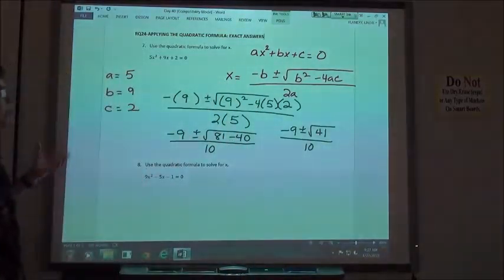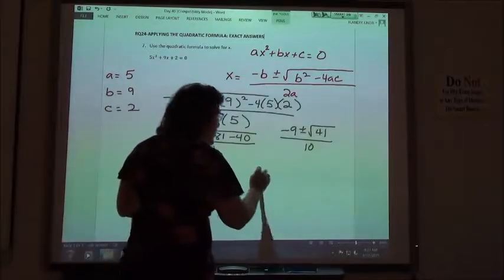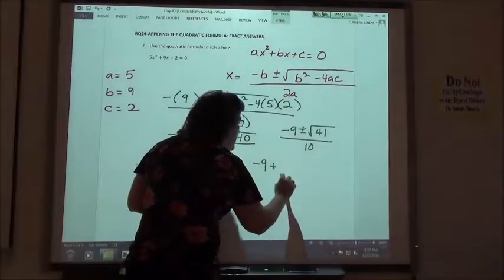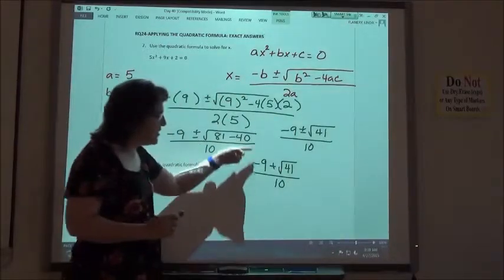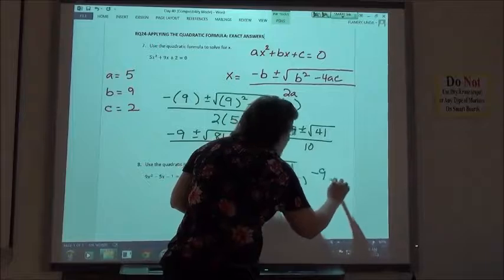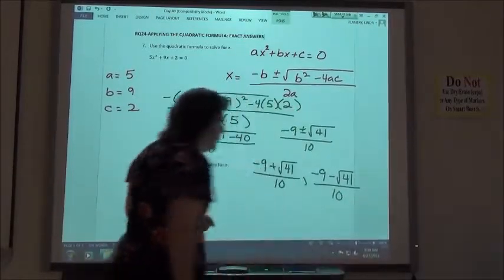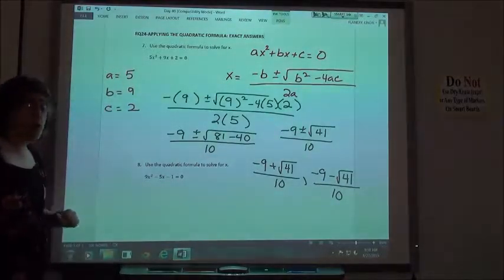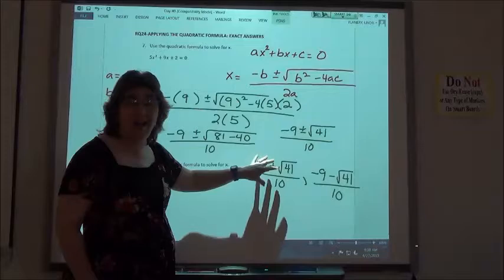Now on the ALEKS program, they're going to make you put that in as two separate answers. There's not the plus or minus option. So when you put it in, you're going to put in negative 9 plus the square root of 41 over 10. Notice my negative is on top of my fraction. And then you're going to put negative 9 minus the square root of 41 all over 10. What I do is I use Word shortcuts. If you highlight this and hit Control C, that copies.